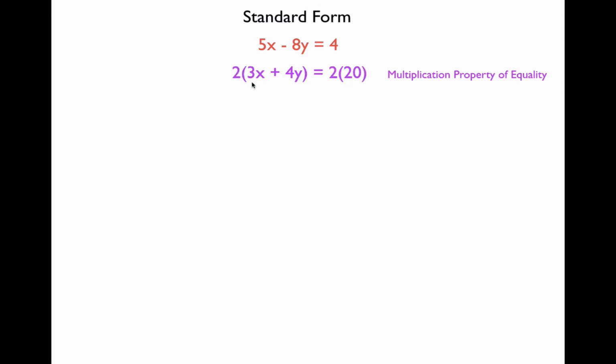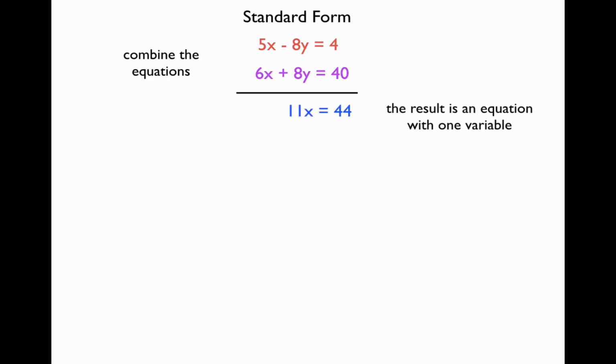Distributing the 2 here, we'll get 6x. Distributing the 2, we get 8y, and this will give us a 40. So after I multiply this equation by 2, if you notice what's going to happen when I combine the equations now, 5x and 6x make 11x, and the negative 8y and the positive 8y are going to cancel each other out. So I'm going to be able to accomplish my goal of eliminating one of the variables. So let's combine the equations, and we're left with 11x equals 40 plus 4, which is 44. So we've accomplished the goal of creating one equation with one variable.